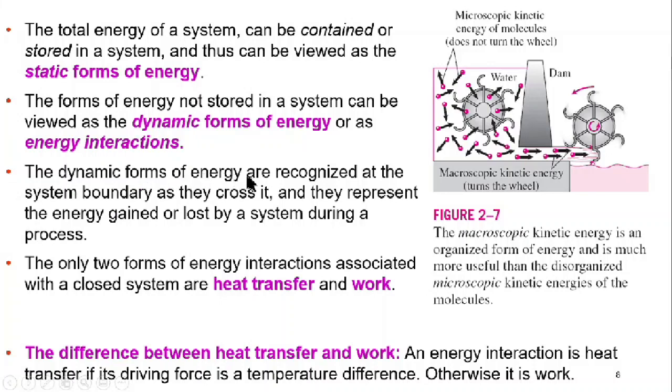The dynamic forms of energy are recognized at the system boundary as they cross it, and they represent the energy gained or lost by a system during a process. The only two forms of energy interactions associated with a closed system are heat transfer and work. The difference between heat transfer and work is that an energy interaction is heat transfer if its driving force is a temperature difference. Otherwise, it is work.